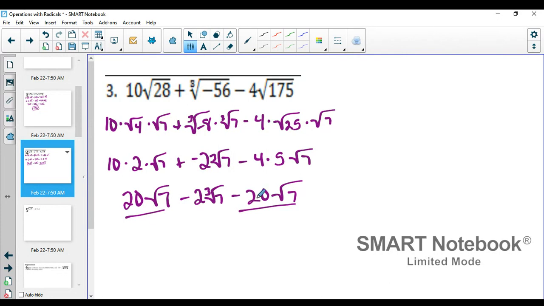And we have 20 minus 20, which is 0. So we have those go away. 20 square root of 7 minus 20 square root of 7 is 0. So the only thing we're left with as an answer is negative 2 cube root of 7. And that's it. It's our final answer for number 3.